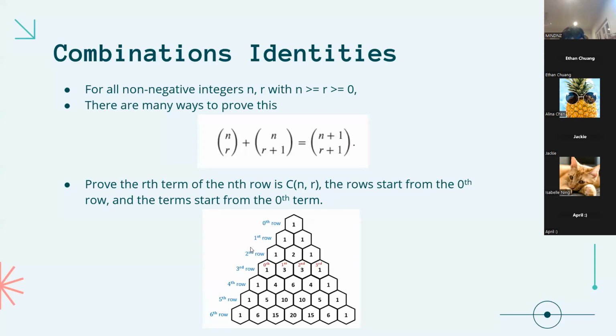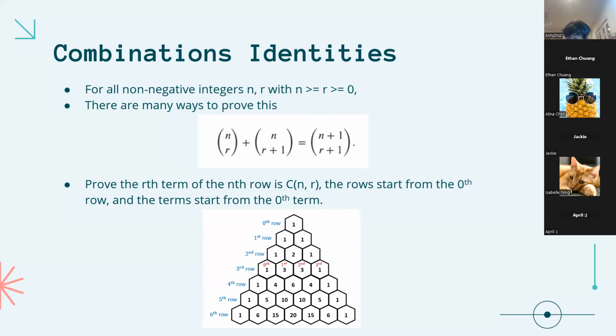Next question. All right, we've got Pascal's triangle, this time with hexagons around it. The typical convention for Pascal's triangle is that the first row of 1, 1 is the 0th row. And then the first term of each row is actually the 0th term. Hopefully that's clear in the image.